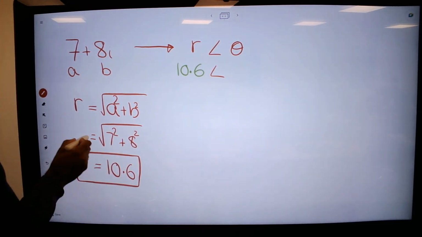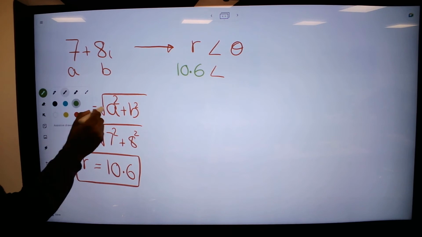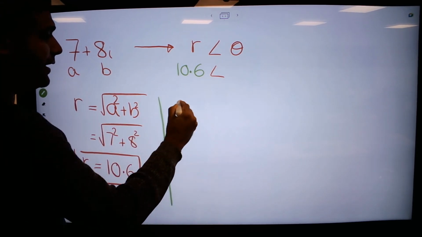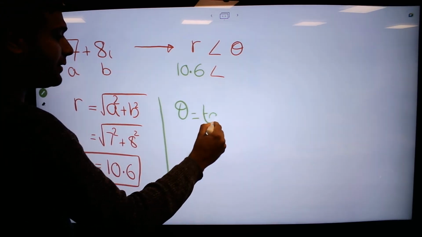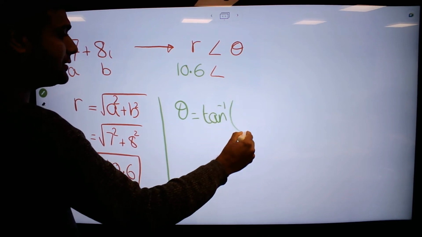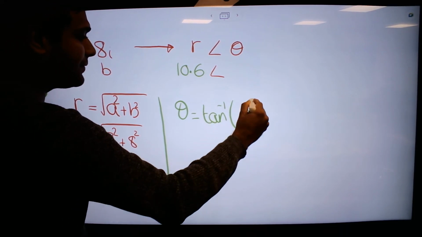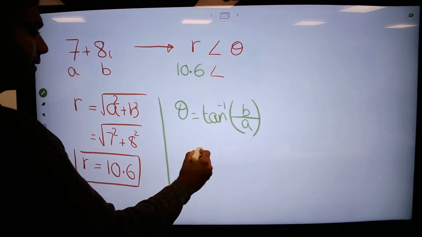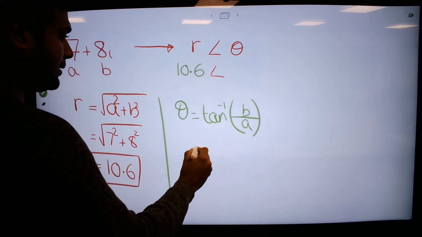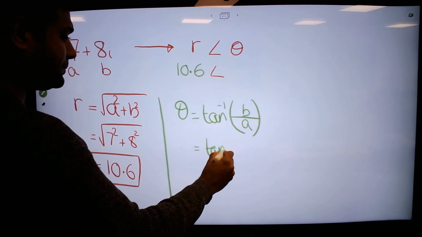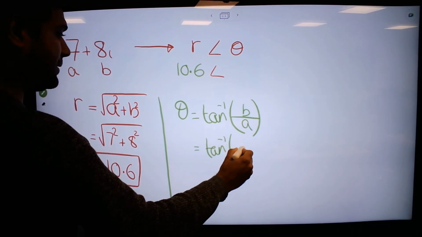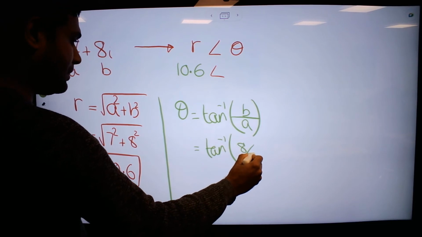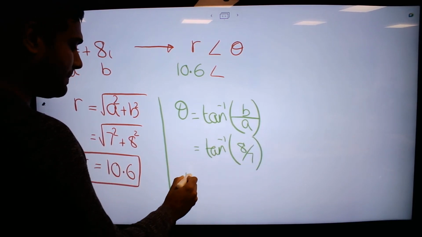Now I need to find out the angle theta. To find the angle theta, I know I have a formula. Tan inverse B over A. Now put the values. Tan inverse. What's the B? Can someone do that one, please?